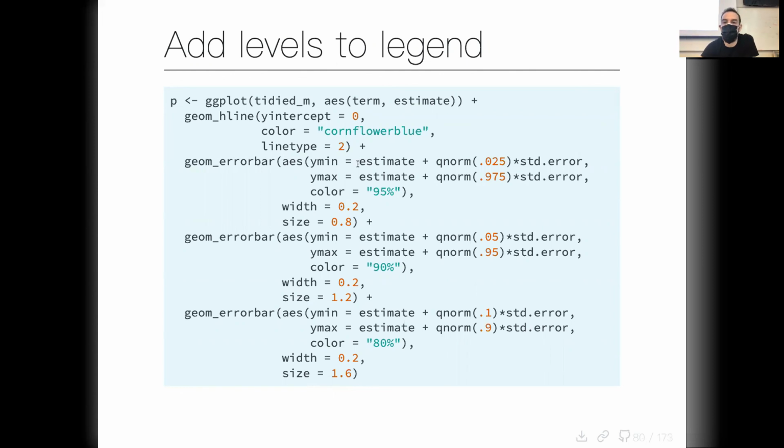Okay, so what we're going to do is I'm going to say inside of my aes, right? I'm going to say color equals "95%" and color equals "90%" and color equals "80%". Okay, that's inside of my aes for all of these. Okay, we don't have a column that is called 95% or a column called 90% or a column called 80%. So what it's going to do is it's just going to go to the default first color, default second color, and default third color.